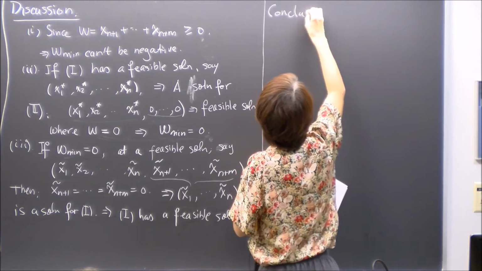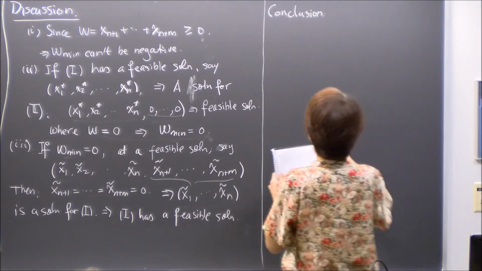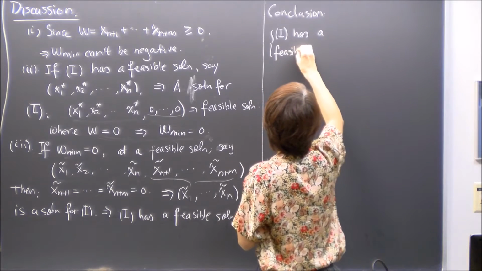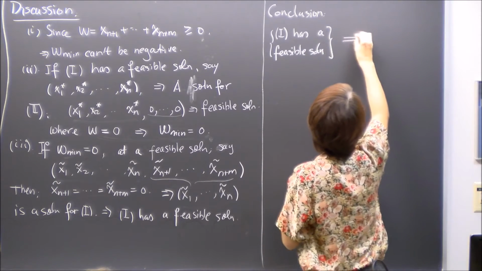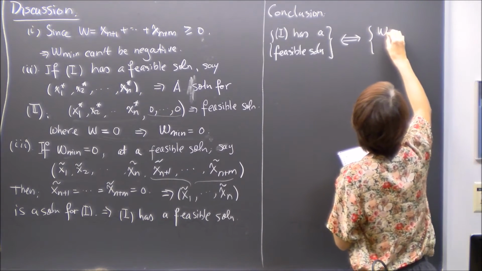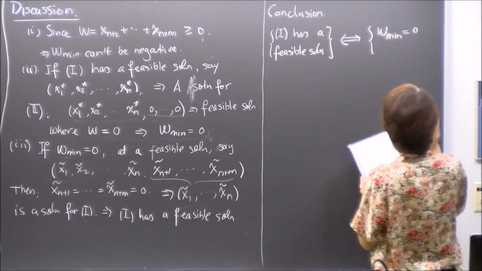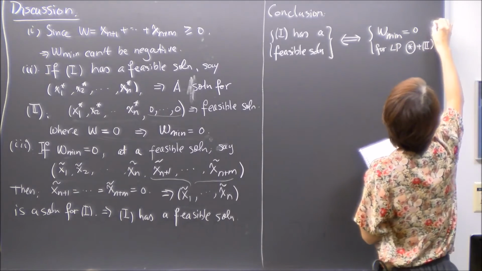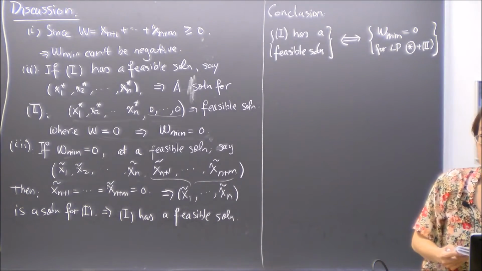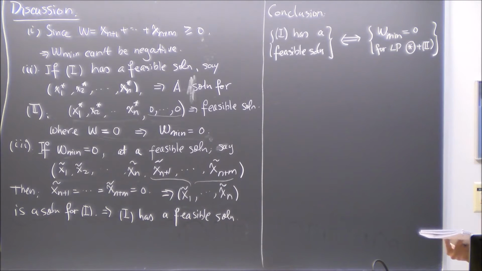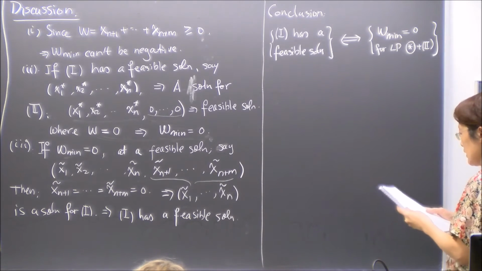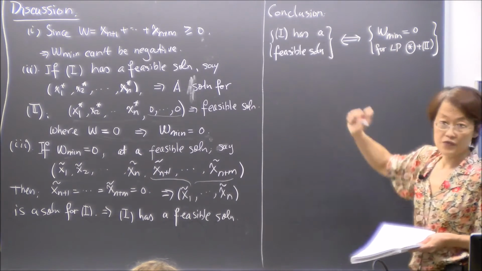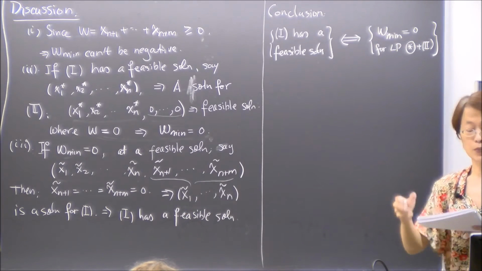We have this conclusion. So these two statements: 1 has a feasible solution is equivalent to W min equals 0 for the LP that we set up, star plus 2. So that's equivalent. So this gives us a kind of flag, some kind of double check. Is that right? If I manage to drive W min to 0 as the solution for that problem, then I know the original problem is feasible. There is a solution there. Is that clear? And then the opposite also holds, right?